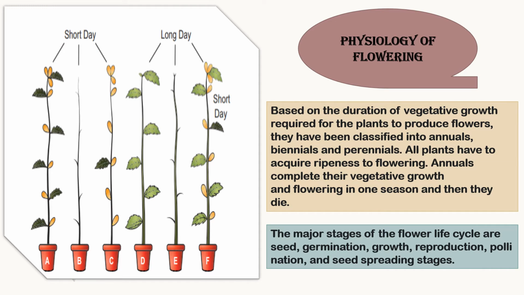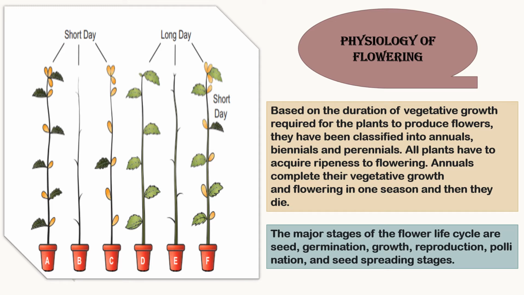The next topic is physiology of flowering. So based on the duration of vegetative growth required for the plants to produce flowers, they have been classified into annuals, biennials, and perennials. All plants have to acquire ripeness to flowering. Annuals complete their vegetative growth and flowering in one season and then they die. The major stages of the flower life cycle are seed germination, growth, reproduction, pollination, and seed spreading stages.